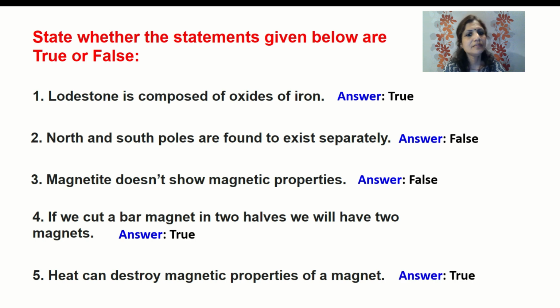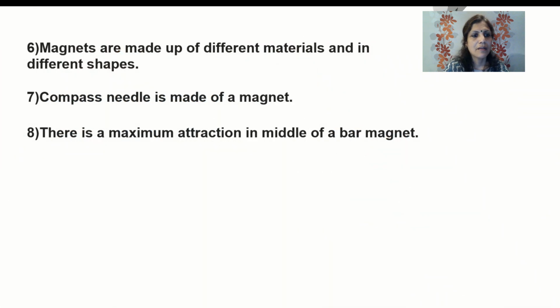Alright? Next, magnets are made up of different materials and in different shapes. This is also a true statement. Next, a compass needle is made up of a magnet. This is an absolutely true statement, and that is the reason it is helpful for us to show the direction, because it always rests in north-south direction.